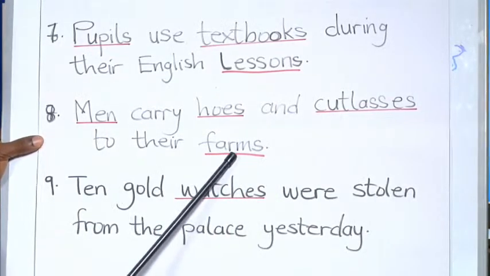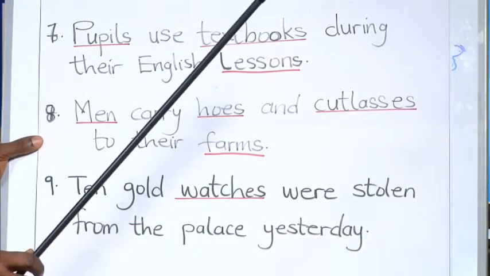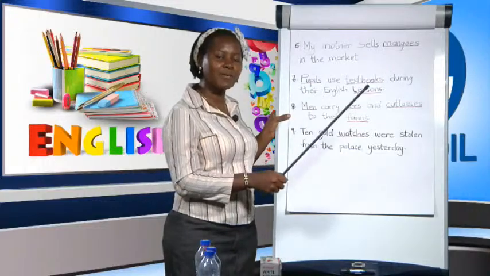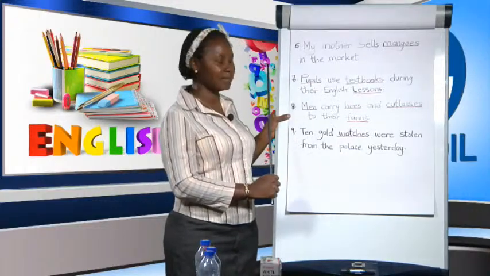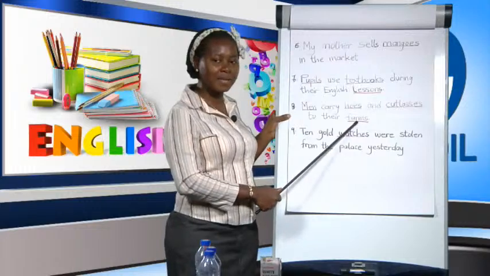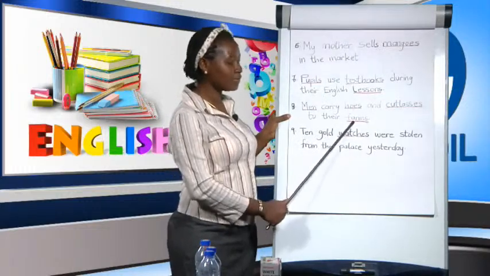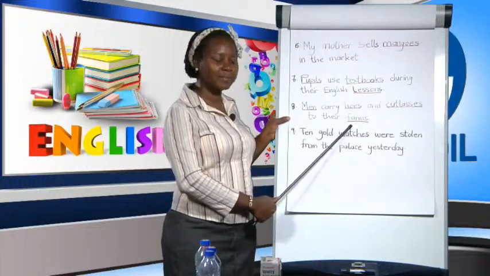Farms. Can we count farms? Yes. My father has a farm in Tamale. He has a farm in Wa. He has another one in Wale Wale. Yes. So we can count farms. Countable. Do we have 1, 2, 3? Yes. 4 countable nouns.